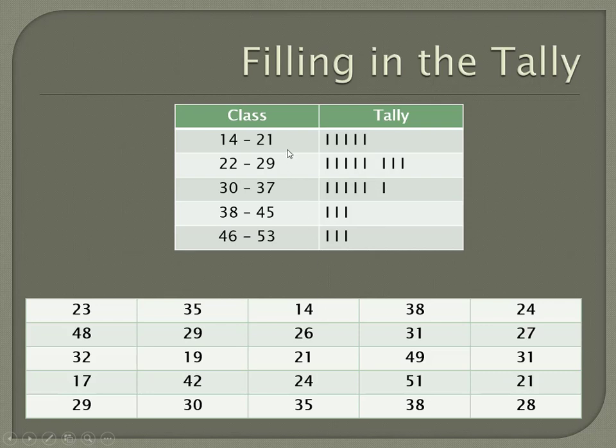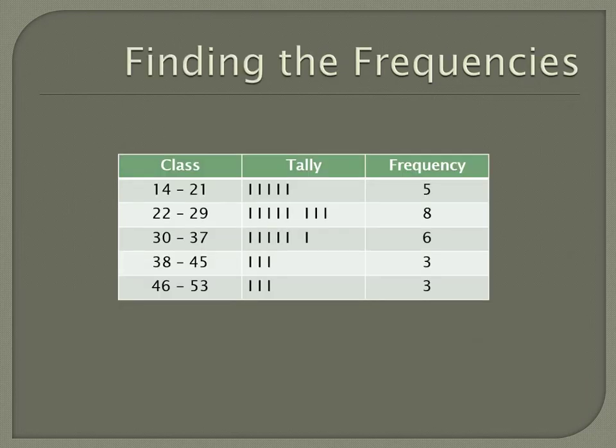14 is between 14 and 21, so that's going to be up in the first class. And I just keep creating tally marks for each one of the data items until I get through the entire data set. And when that happens, I then will add up those tally marks and create frequencies. So in the first class, I had a frequency of 5. In the second class, I had a frequency of 8. The third class, I had a frequency of 6. And the fourth and the fifth classes had frequencies of 3.